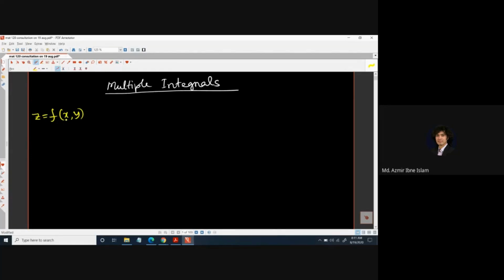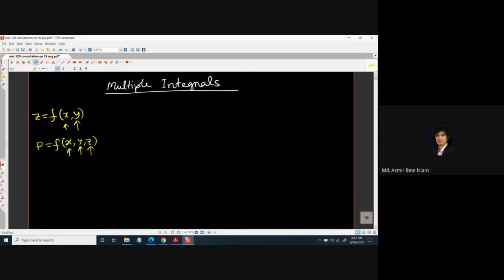So you can see that here we have 2 input variables, and function of 3 variables means f of x comma y comma z, that is equal to, let's say, p. So here we have 3 input variables, and the number of output variables is only 1. That's why it is called function of 2 variables or function of 3 variables.